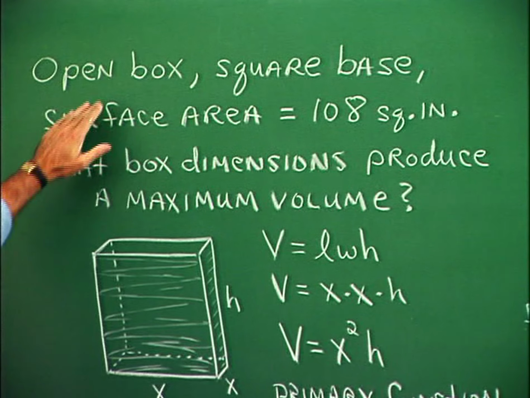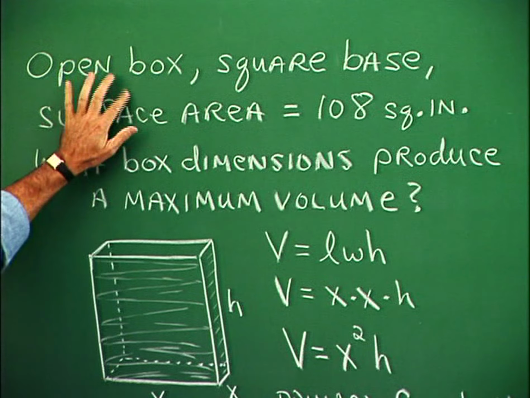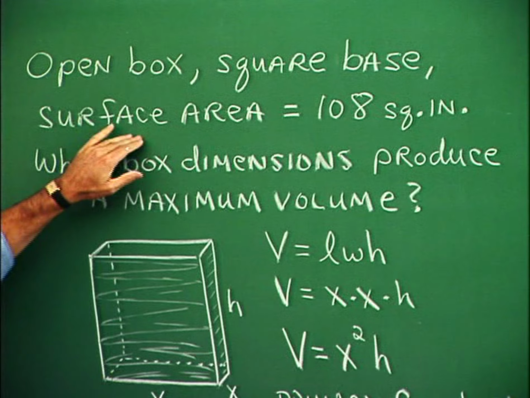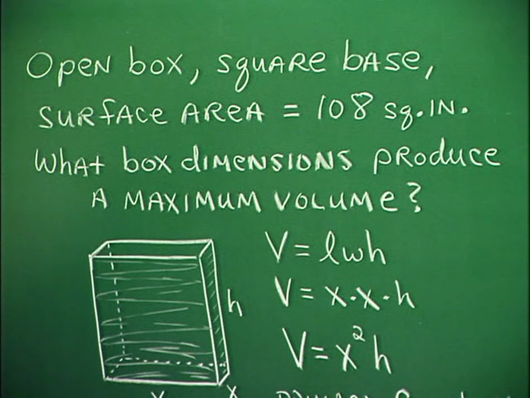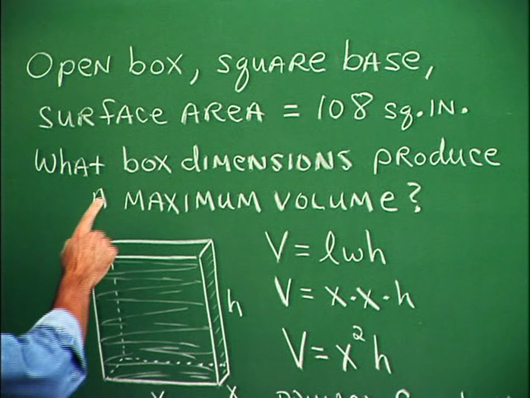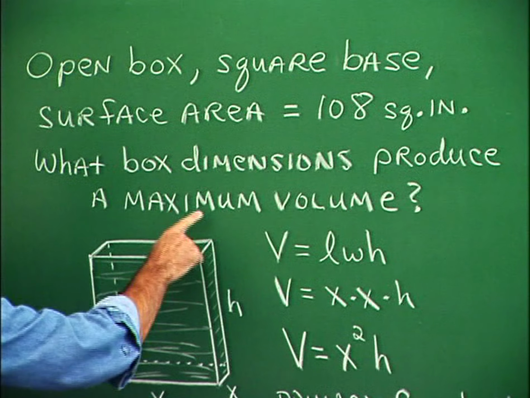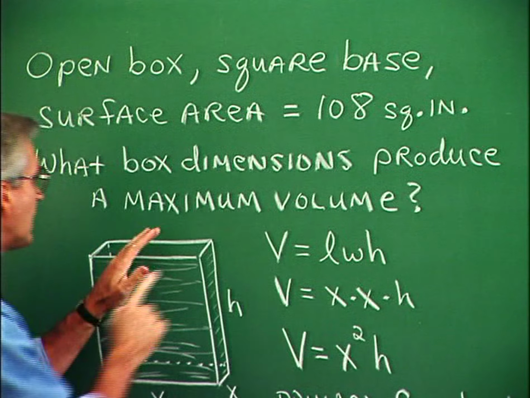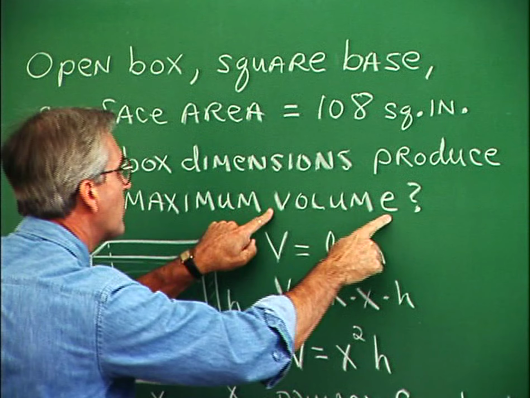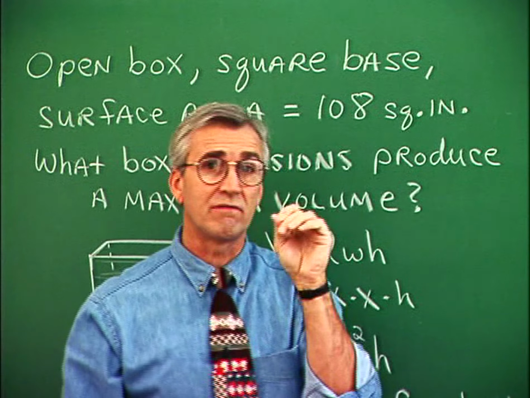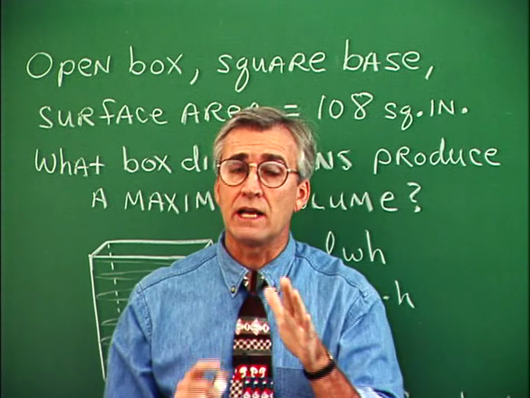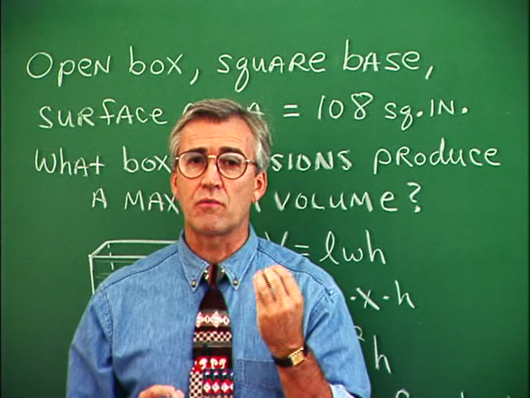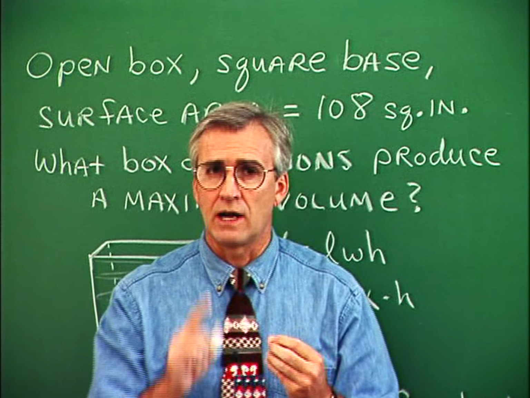All right, here we have an open box. That means the top is open. Square base, let's say. The surface area of the box is 108 square inches, and we'd like to know the box dimensions that will produce a maximum volume. As soon as it says maximum volume, we're trying to maximize volume, so we're going to create an equation, or function, involving volume. And that's going to be our primary function. All right, let's do that.